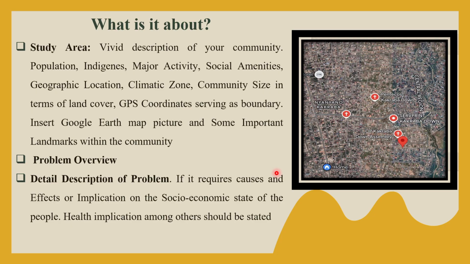You're going to talk about your study area, the nature of the problem, the causes of the problem, and the effects of the problem, the effects on socioeconomic life, the effects on health, everything about your report. How you identify the problem is in chapter 2, but what causes the problem, where the problem is located, how you are solving the problem, and the effects of the problem, all these things are located in chapter 3, which is the results and discussion of your report.